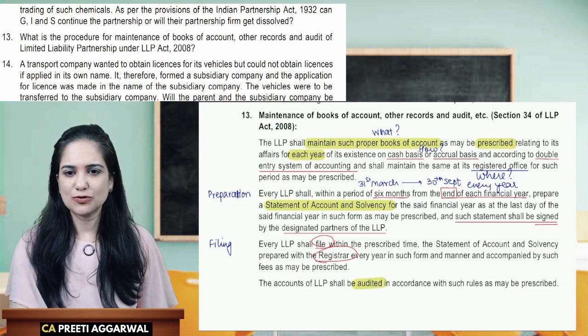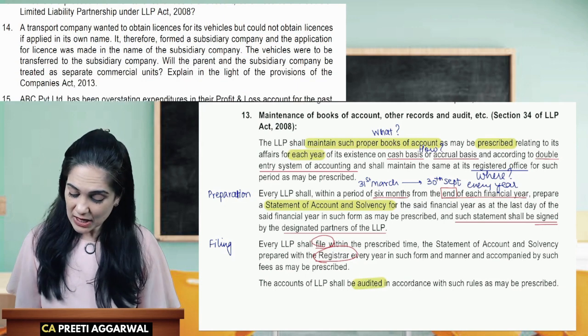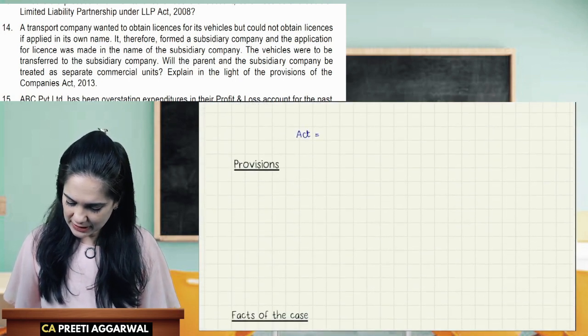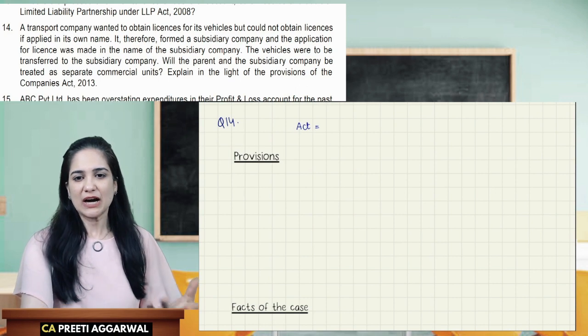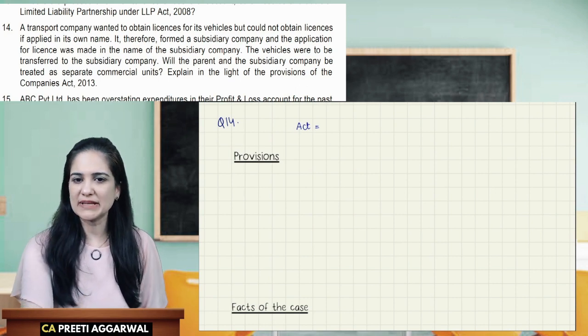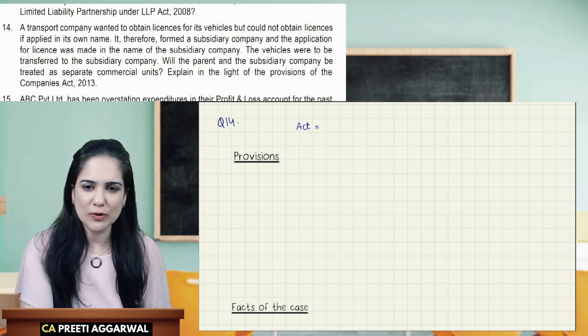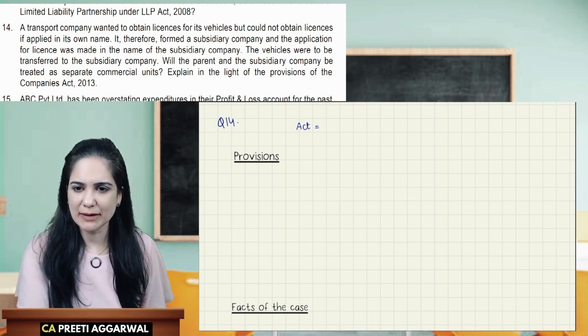Okay, let's go through the 14th question. This is based on a case law. A transport company, okay, let's go through question 14. Yes, we have almost reached the end. A transport company wanted to obtain license for its vehicles but could not obtain the licenses if they applied in its own name. Therefore, they formed a subsidiary and applied for the licenses in the name of the subsidiary.